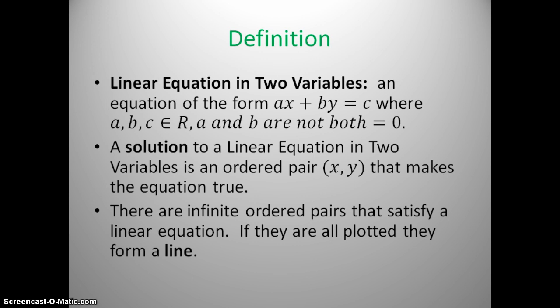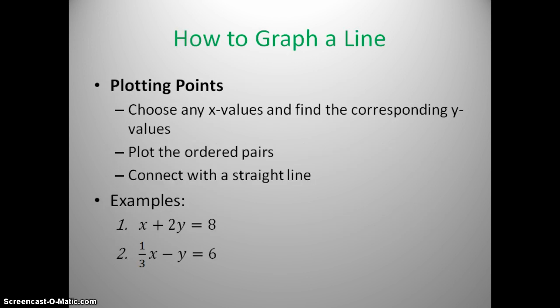Now, a solution to a linear equation in two variables is an ordered pair, that's an x and a y value, that makes the equation true. There are infinite ordered pairs that satisfy a linear equation, and if we plot all of them, we get a straight line.